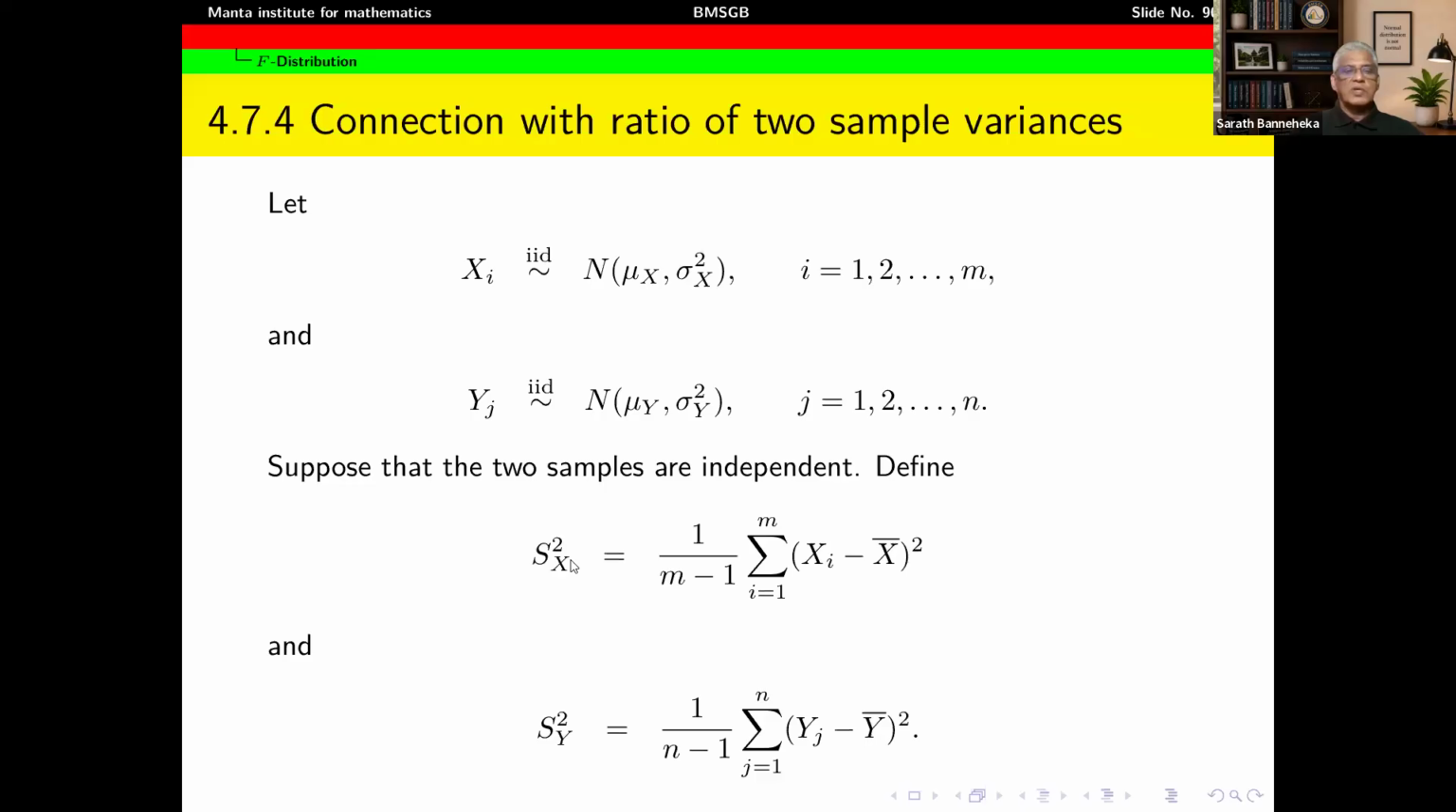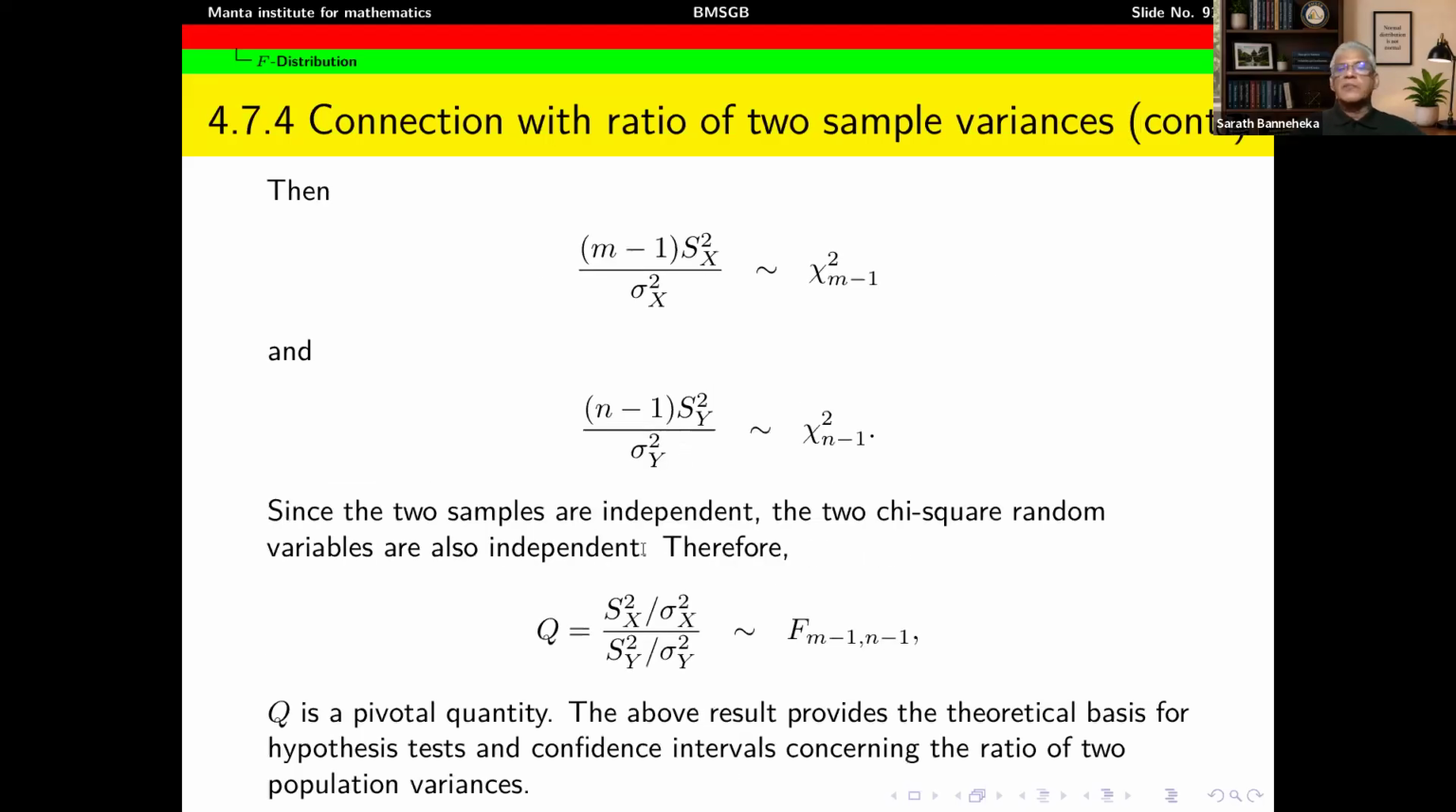Let's call it sx square. Using this sample, let's define the sample variance denoted by sy square. And then from previous knowledge that we discussed under the chi-square distribution, we know that when the data are normally distributed, (m minus 1) sx square divided by sigma x square has a chi-square m minus 1 distribution. And similarly, this quantity has a chi-square n minus 1 distribution.